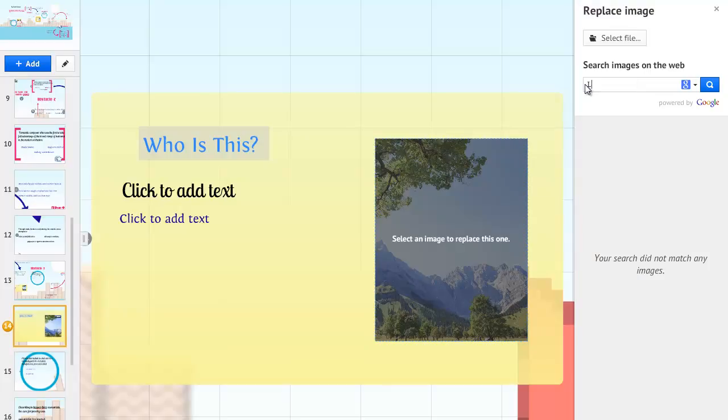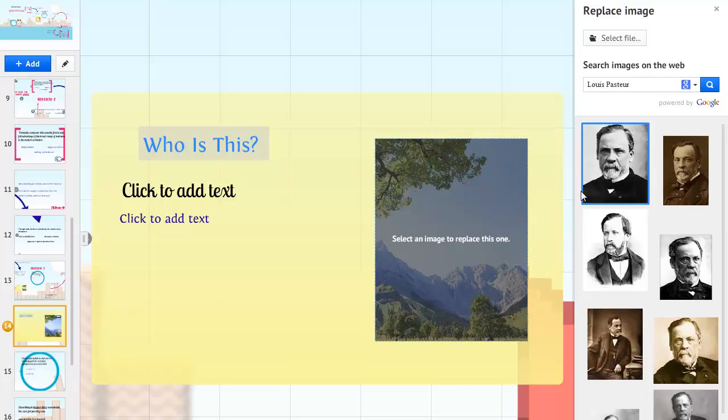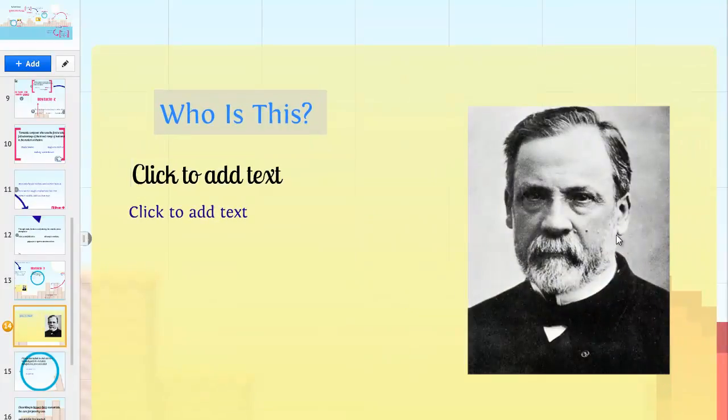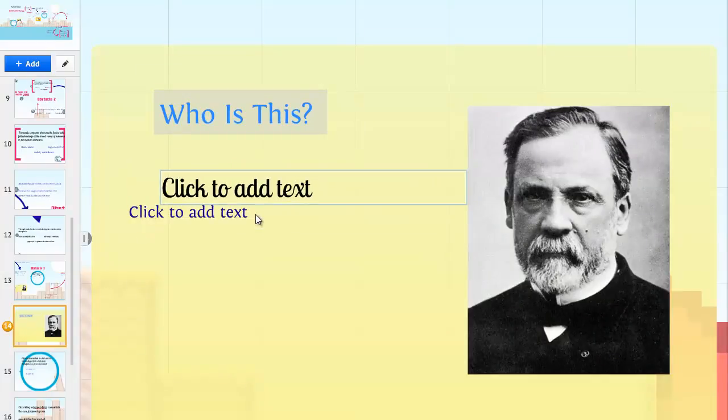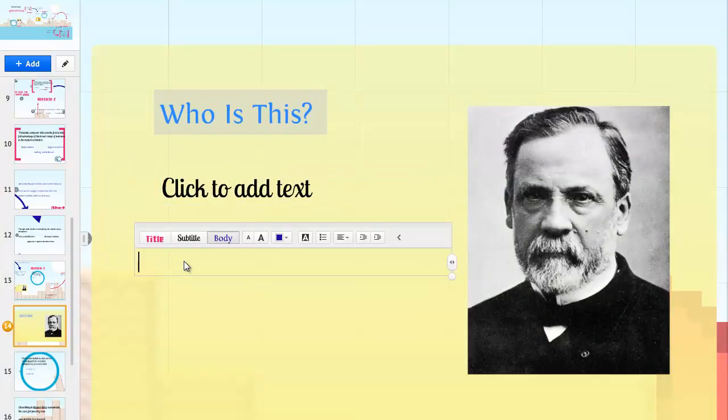We can have them identify Louis Pasteur. There it'll come up with Louis Pasteur's picture. Like before, simply click and drag. You can either drag the image here or click replace at the very bottom. We're going to drag the image and replace. Here where it says click to add text, we can simply just put the answers that we want.